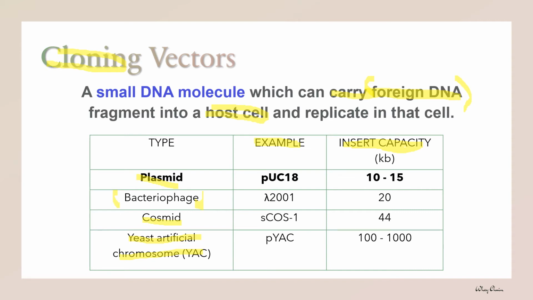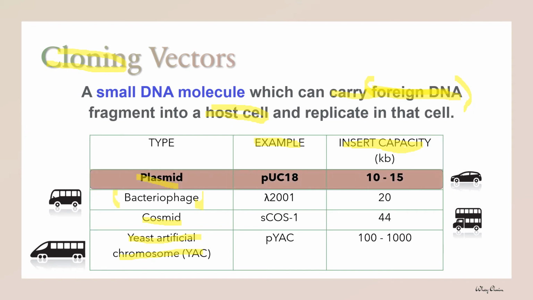So for example, plasmid is a cloning vector that can carry 10 to 15 kilo base pairs of foreign DNA, compared with the YAC, which is the cloning vector that can carry the largest foreign DNA, which is 100 to 1000 kilo base pairs. It depends on the scientists which type of cloning vector they need to use, by studying the size of the foreign DNA they wish to insert into the whole cell. In our syllabus, we are going to focus on plasmid only.